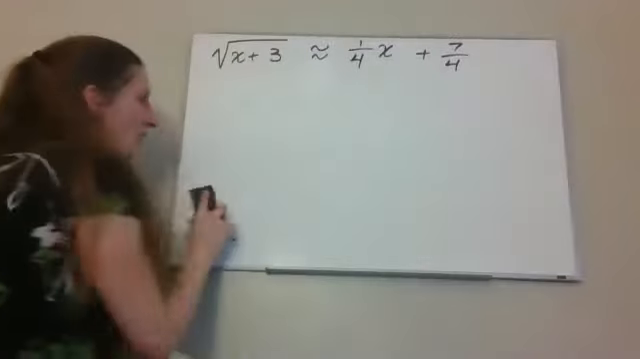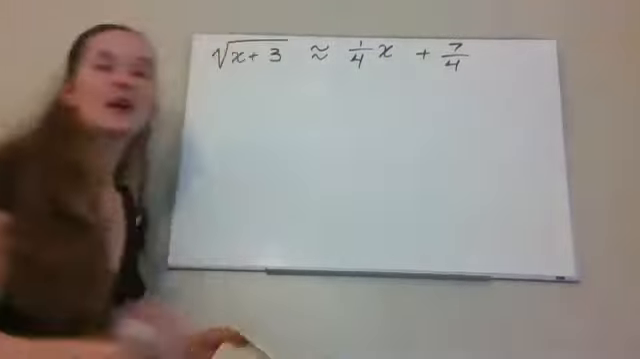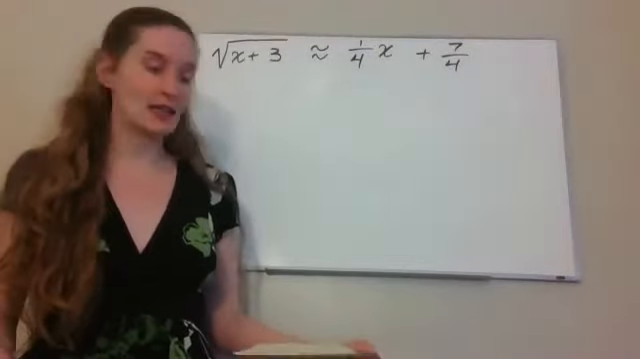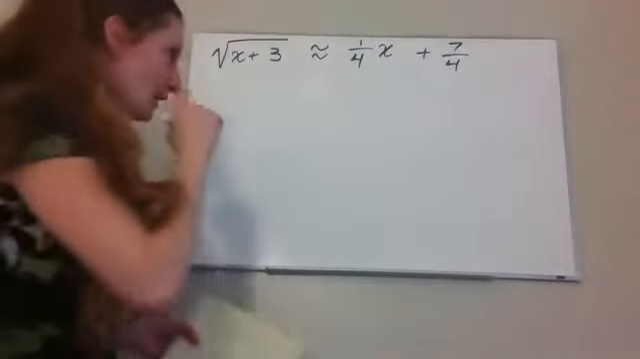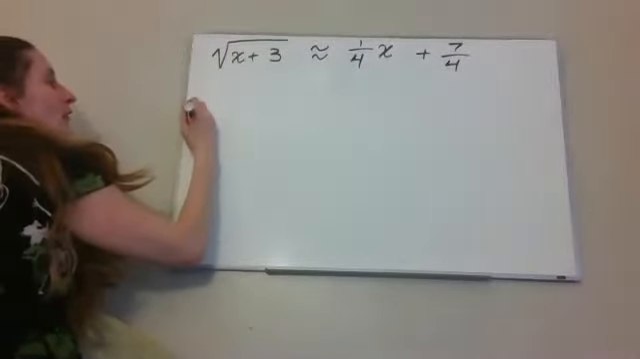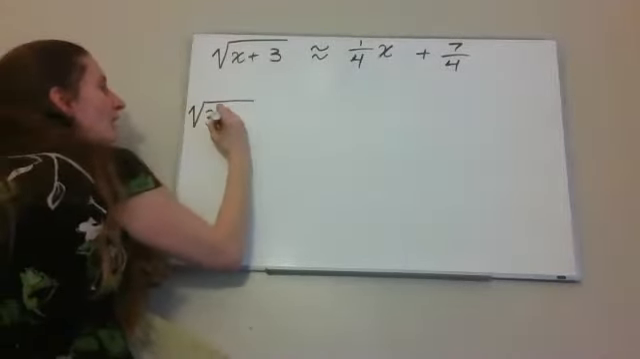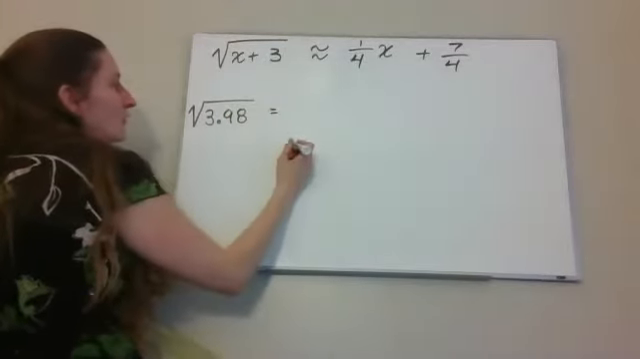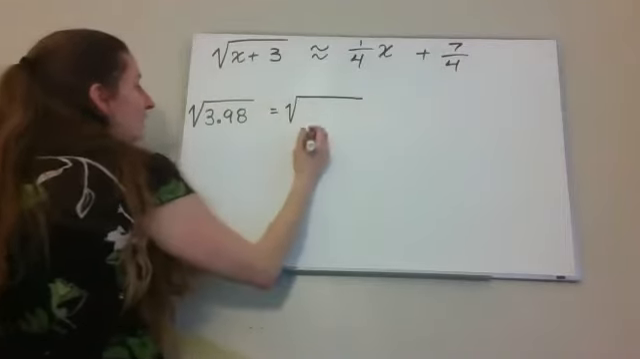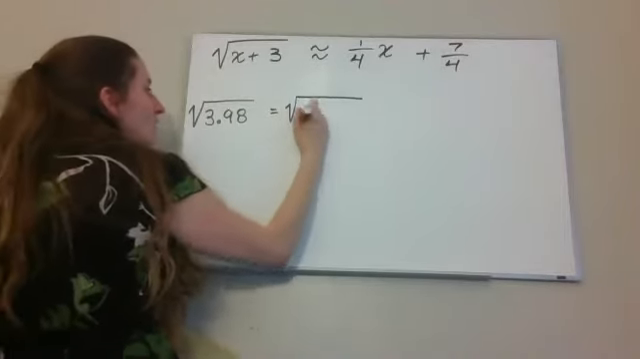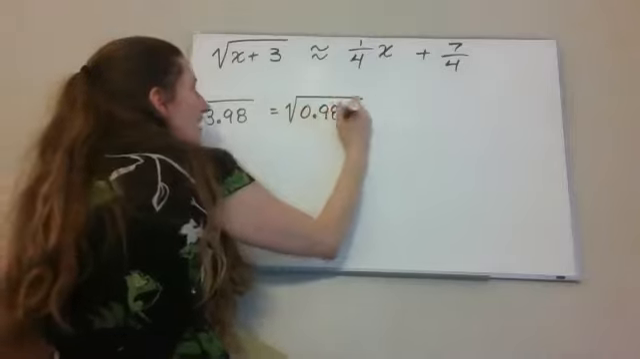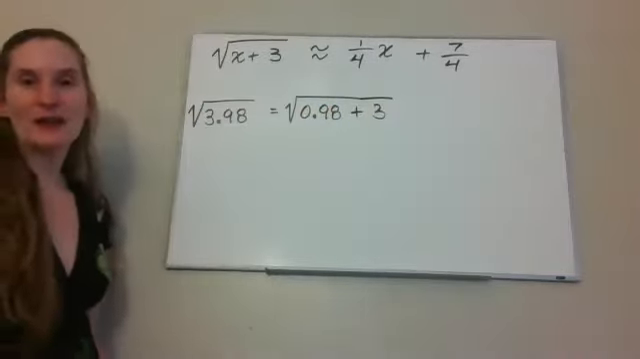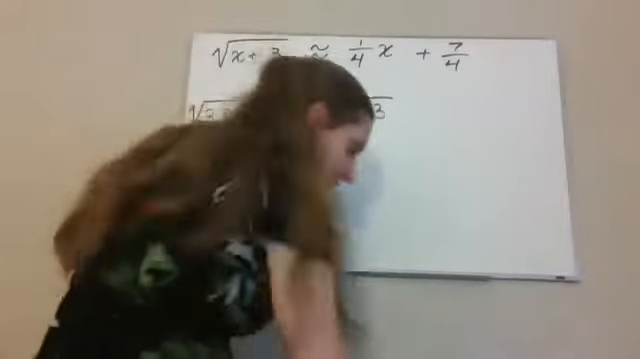Now is the rest of the problem. We need to approximate the square root of 3.98 and 4.05. Let's start with the square root of 3.98. Notice that the square root of 3.98 is the same thing as the square root of 0.98 plus 3, meaning that my x value is 0.98.